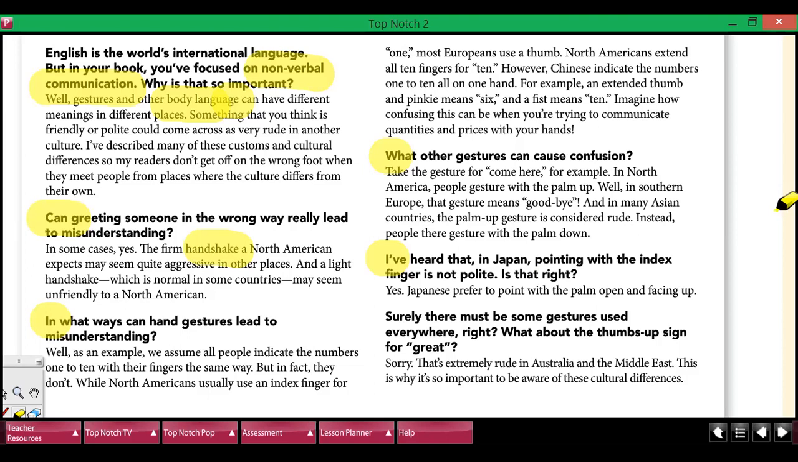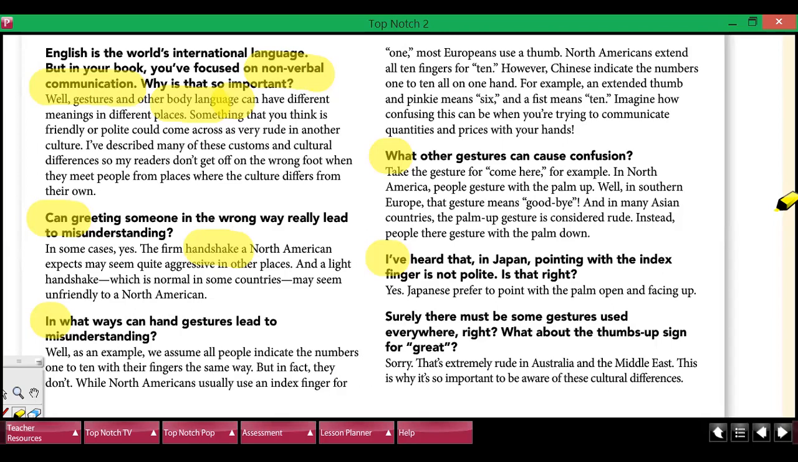Okay. So it says, what other gestures can cause confusion? Take the gesture for come here. For example, now let's see, when you want to say come here with your hands, how do you do it? Like this, right? Hey, come here. Okay, like this. Hey, come here.